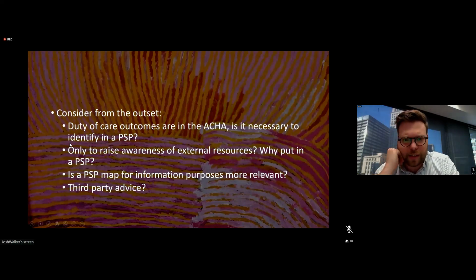Is it just to raise awareness for the user? Hey, by the way, you need to be aware that this is really important. And that goes to Cassie's comment earlier about, hey, this Act's been in place for 17 years, why don't you know about it? So there could be value there in educating. And is a PSP map for information purposes more relevant, or should it belong in a strategic framework map or another map, an overlay map? And can there be processes developed there for third-party advice?